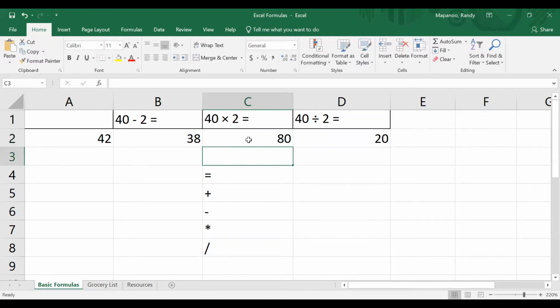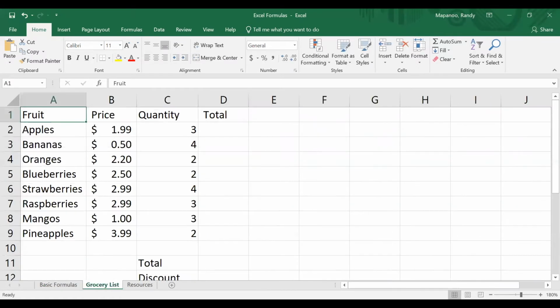Okay, let me go ahead and introduce a couple of other concepts when writing an Excel formula. I have another worksheet down here. It's the grocery list, so I'll go ahead and click here. And here I have a shopping list where I want to purchase a number of different fruits. And for this list, I want to calculate the line item total for each fruit. And then down towards the bottom, I want a grand total. So I want to add up all of the line item totals. And then maybe I want to calculate for a percentage discount as well.